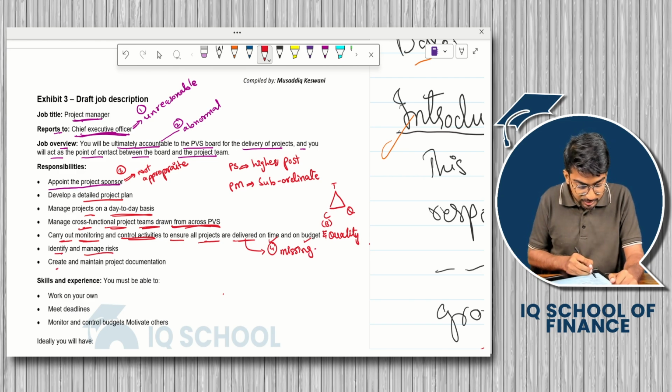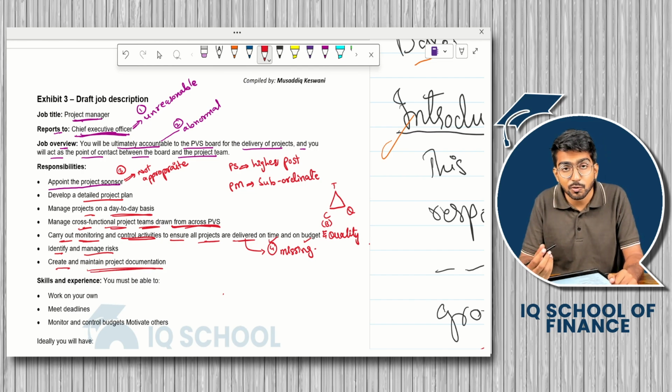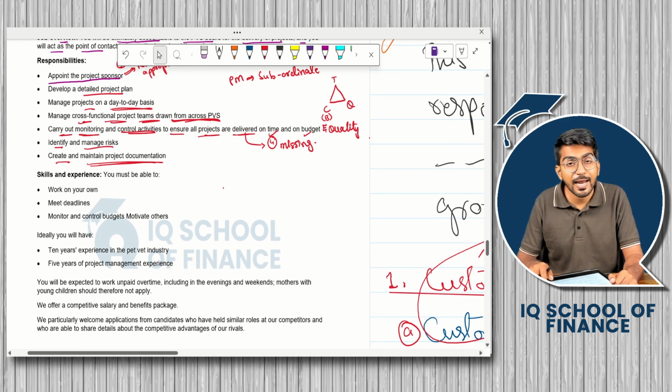Okay. Identify and manage risk. All right. Create and maintain project documentation. Obviously, the one who is on the floor will be making the documentation of the activities performed at the project.